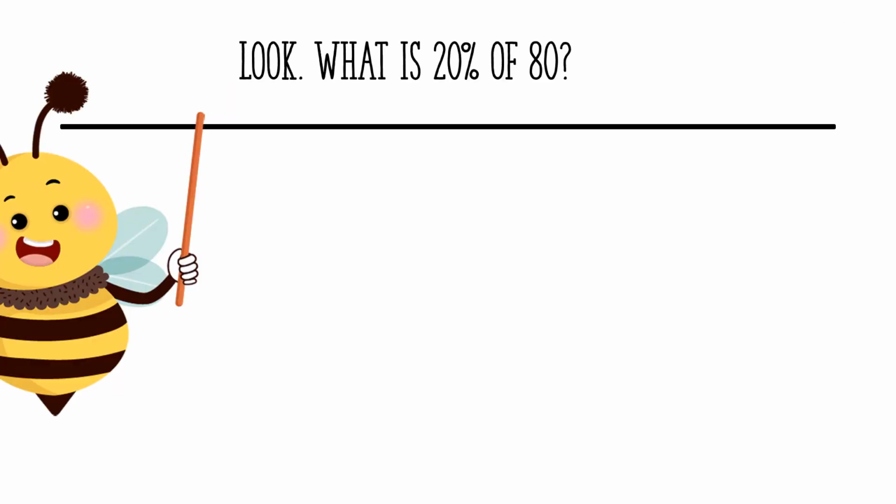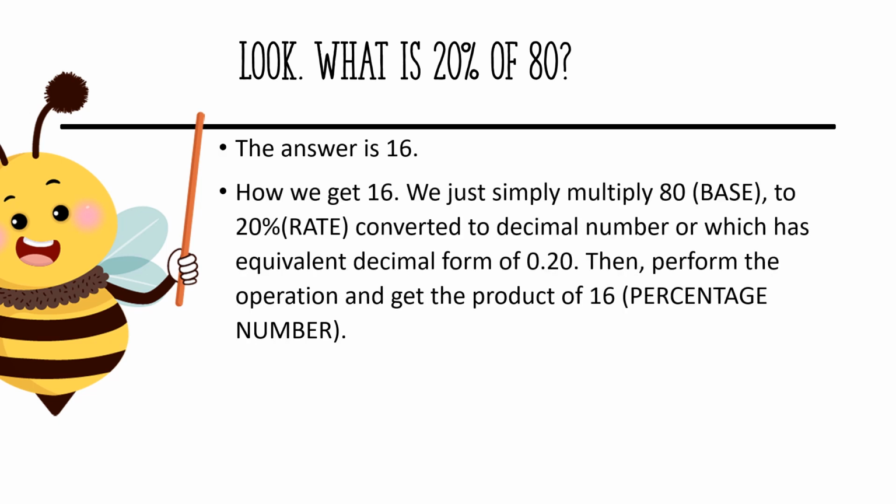Look, what is 20% of 80? The answer is 16. How do we get 16? We simply multiply 80, our base, by 20%, which is our rate converted to its equivalent decimal form, 0.20. Then we perform the operation and get the product of 16, which is our percentage number.